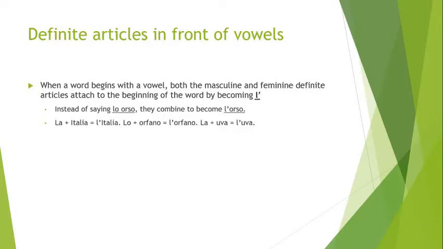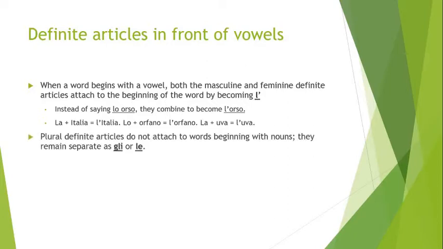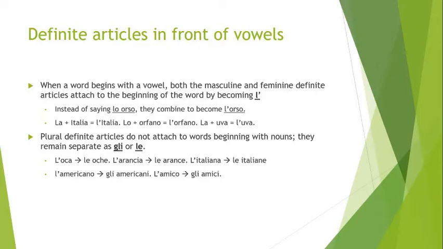Lo orfano becomes l'orfano. La uva becomes l'uva. So the plural ones, gli and le, they don't attach. They remain separate. So that attaching thing only happens in the singular. So l'oca, instead of saying la oca, you say l'oca in the singular, but in the plural it's still le oche. L'arancia in the plural becomes le arance. L'italiana in plural is le italiane. L'americano, these are the masculine examples, becomes gli americani. L'amico becomes gli amici.